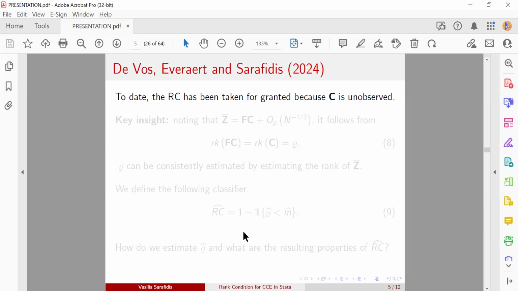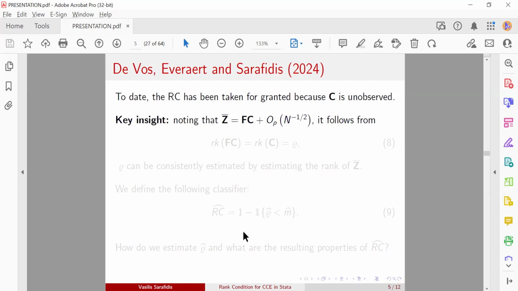And the reason is that rho is the rank of C, which is the population average of the factor loadings. And therefore, since C is unobserved, rho cannot be directly evaluated. For this reason, to date, the rank condition has been taken pretty much for granted, even if it is absolutely crucial for the properties of CCE.